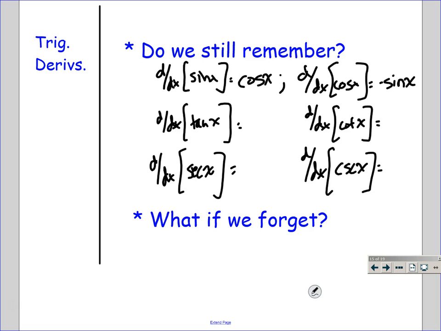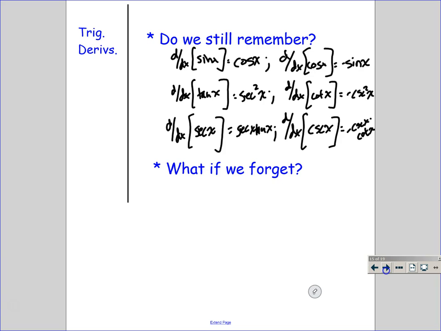Derivative of tangent. Derivative of cotangent. Derivative of secant. Okay, why am I putting this? What if we forget them? What am I referring to? For all of these four, right?